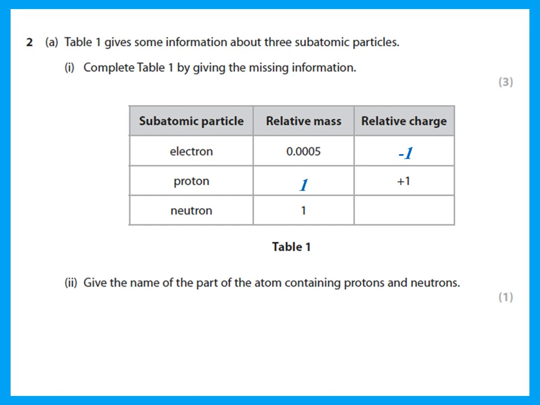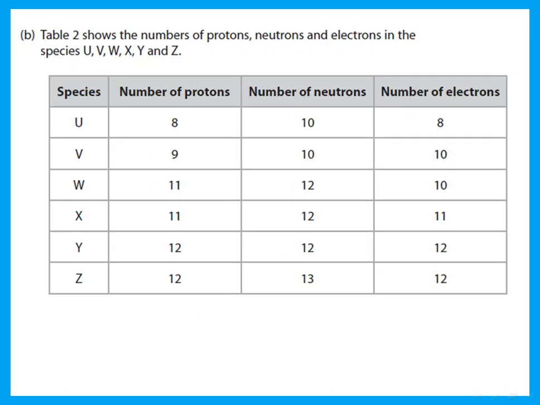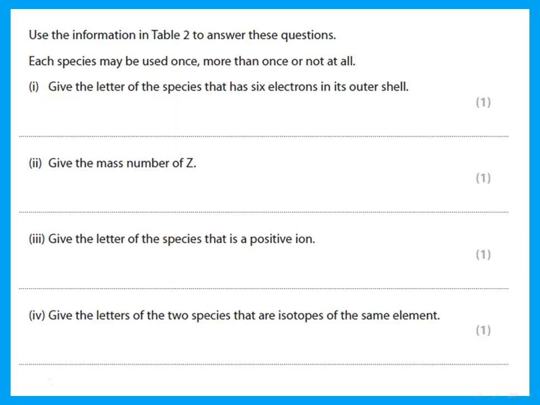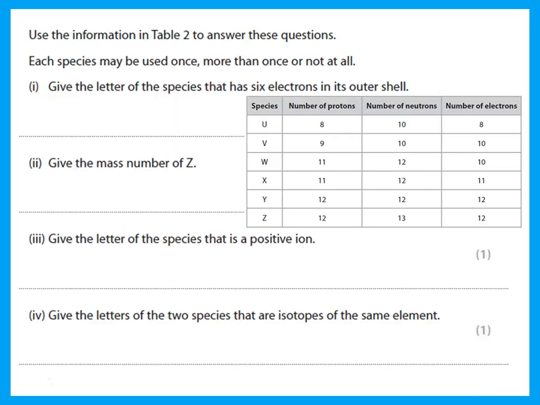What about the charge on the neutron? You should realize that neutrons are neutral. They have no charge, so their charge is 0. Give the name of the part of the atom containing protons and neutrons. Of course, protons and neutrons are found in the nucleus. Then he has here a table showing the different species with numbers of protons, neutrons, and electrons, and he's asking some questions about it. So this is the table again.